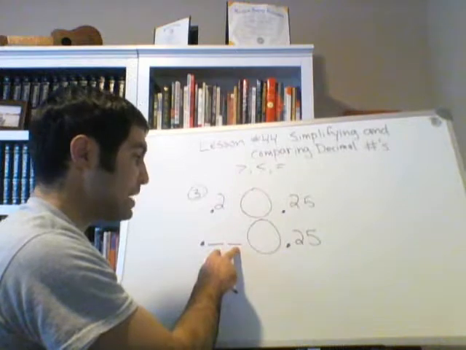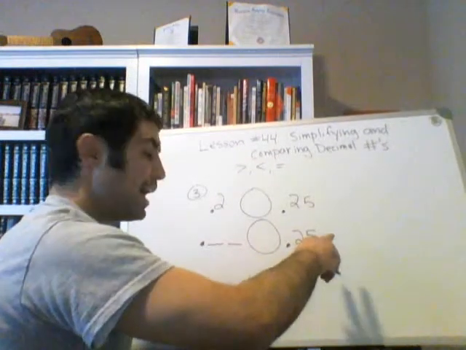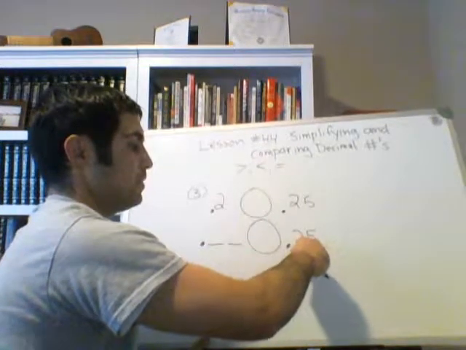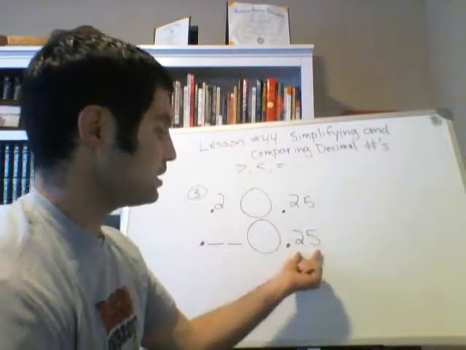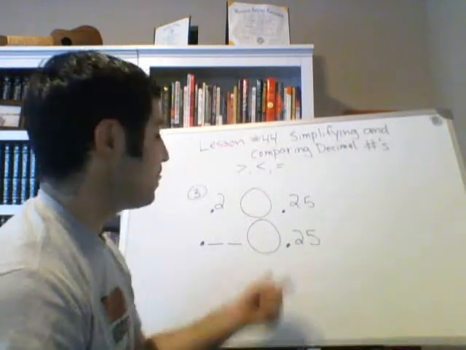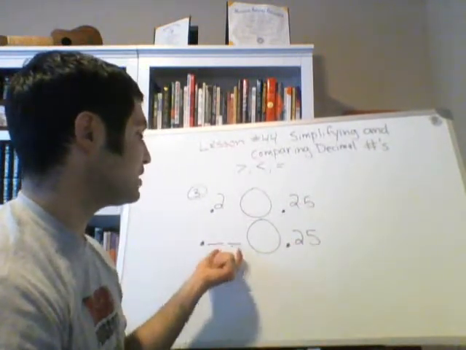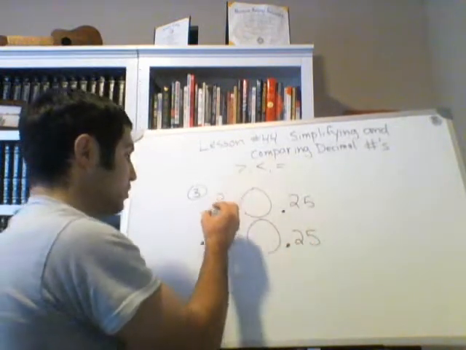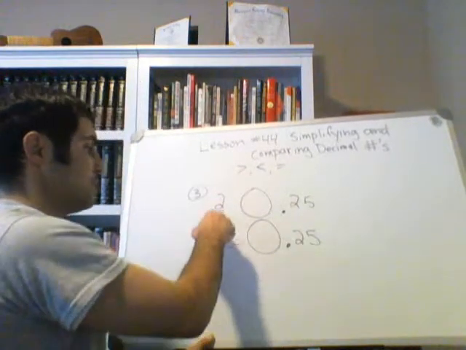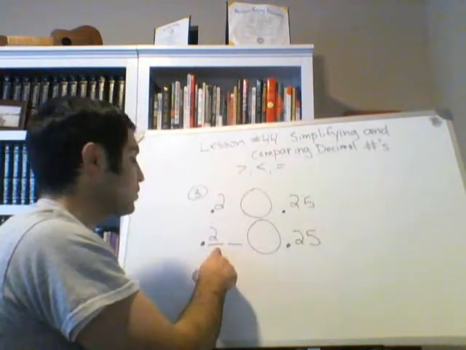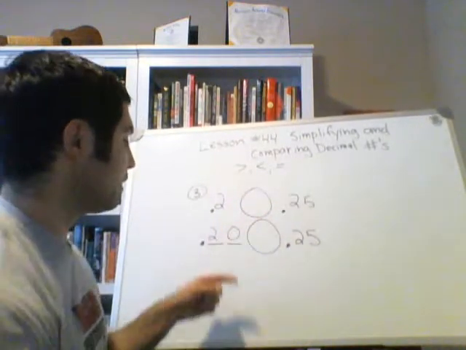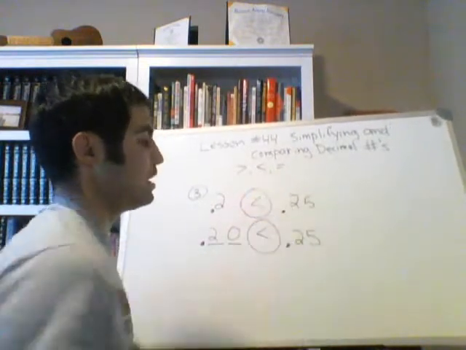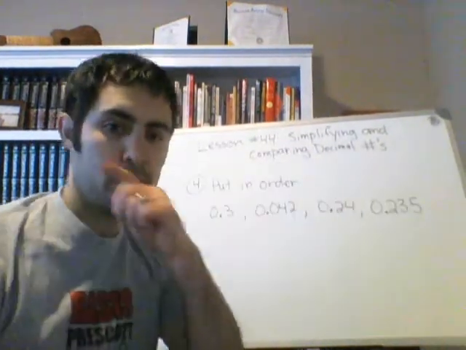The reason why I picked 2 spaces is because this number has 2 spaces. However many places are in the longest decimal, not the largest, but the longest, that's how many places should be on this side. So since there are 2 place values here, there should be 2 place values there. Since the 2 is directly to the right of the decimal here, I'm going to put the 2 directly to the right of the decimal here. Then I'm just going to add a 0. And it's very clear to see that 20 cents is smaller than 25 cents. So there's another example about how to compare.